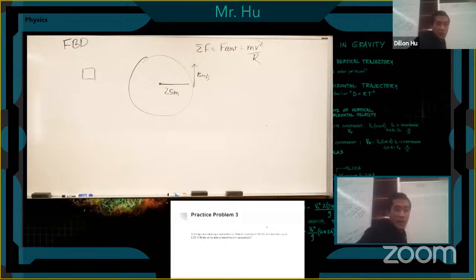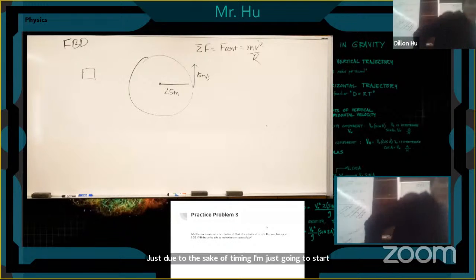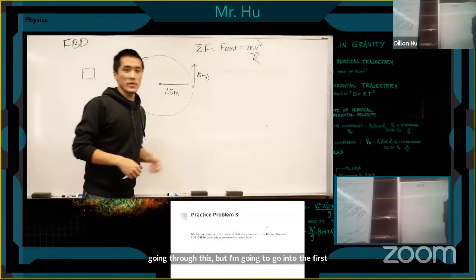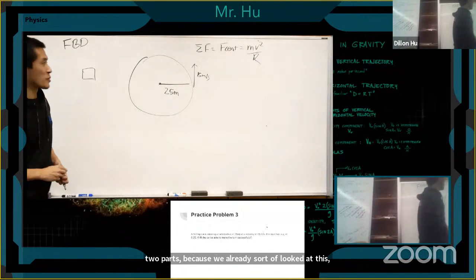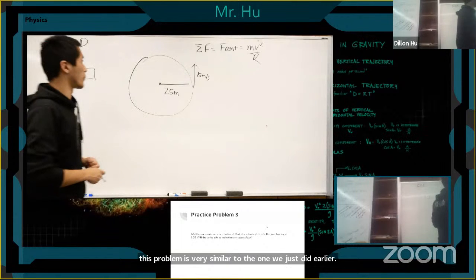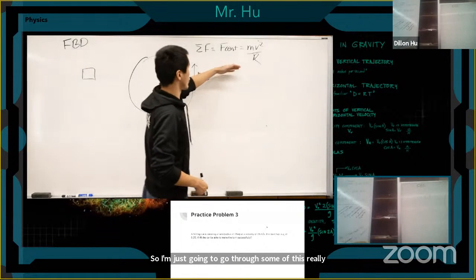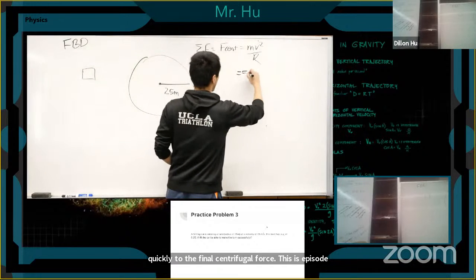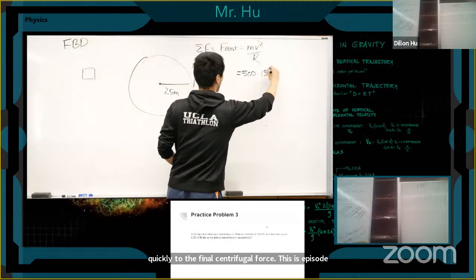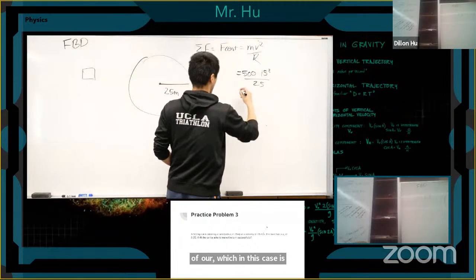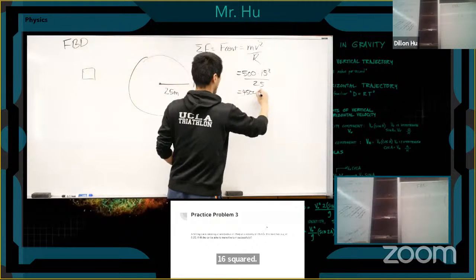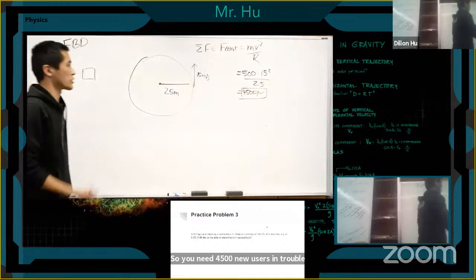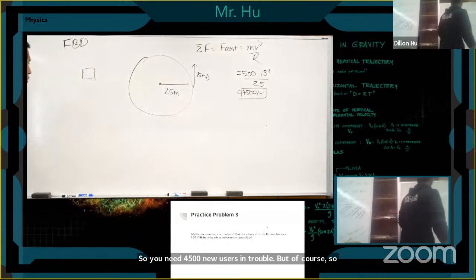Just for the sake of timing, I'm just going to go through the first few parts because we already sort of looked at this. This problem is very similar to the one we just did earlier, so I'm going to go through some of this really quickly. The binding centripetal force is just mv squared over r, which in this case is 500 times 15 squared over 25, which is 4,500. So you need 4,500 newtons of centripetal force. That's just plugging it in, not too complicated.